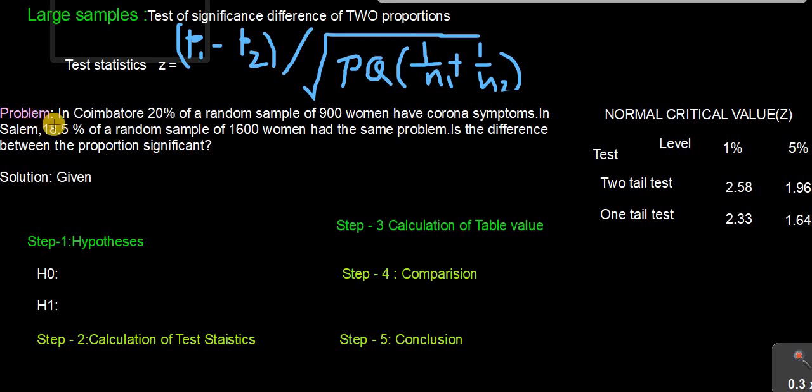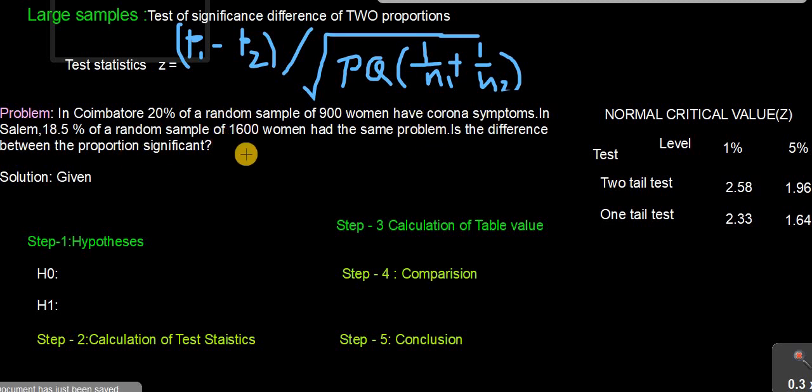Okay, what's the problem? In Coimbatore, 20% of a random sample of 900 women have corona symptoms. So in Coimbatore city, 900 women were taken, and out of them 20% have corona symptoms. This is the first point given to us. What is the second point? In Salem, 18.5% of a random sample of 1600 women had the same problem. Same problem means corona problem.